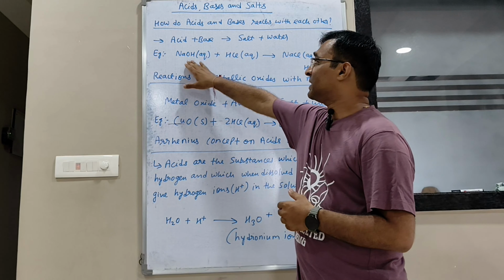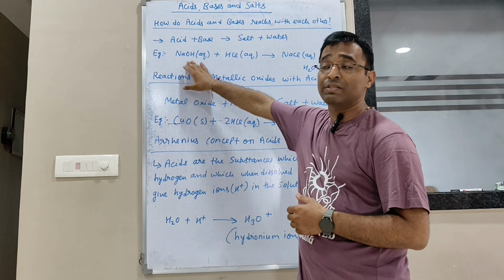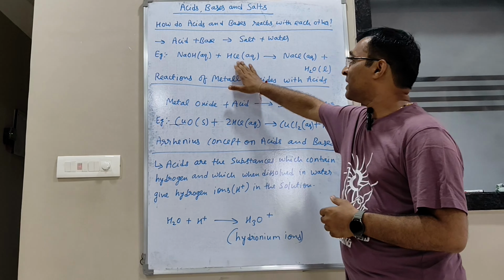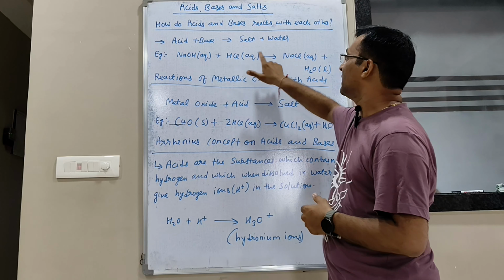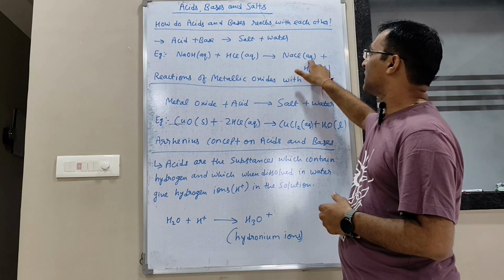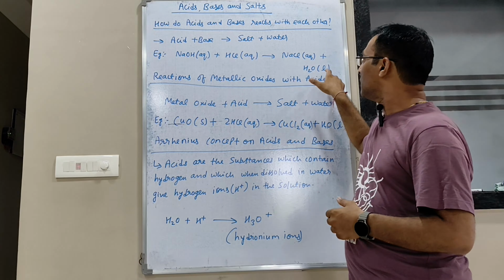So let's take an example. I have taken NaOH, which is sodium hydroxide in aqueous solution, plus HCl, which is also in aqueous solution. This is a base and this is an acid, and it reacts to give NaCl, which is sodium chloride, a salt, and water.